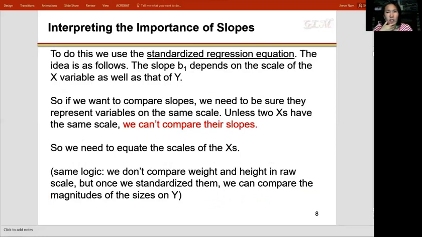Here, the standardized regression equation. When you have just the raw scale, X1 unit, X2 unit, they have different scales. You can't compare them because they use different scales, like weight and height. However, we can compare them when we standardize them.